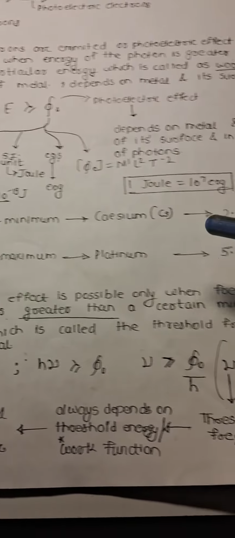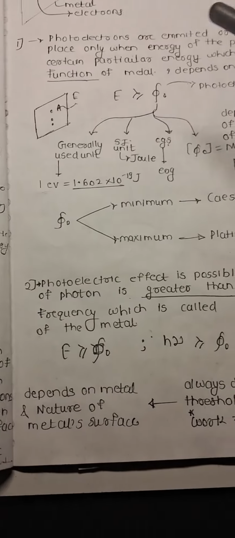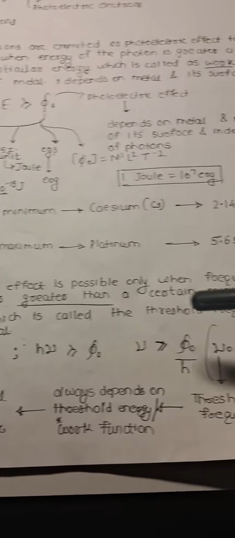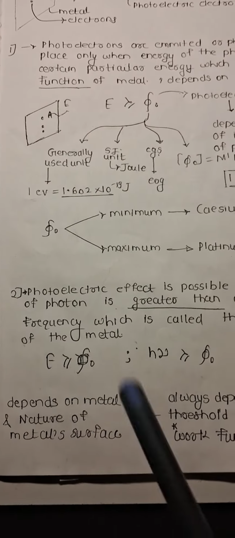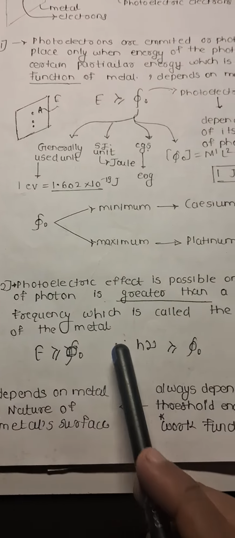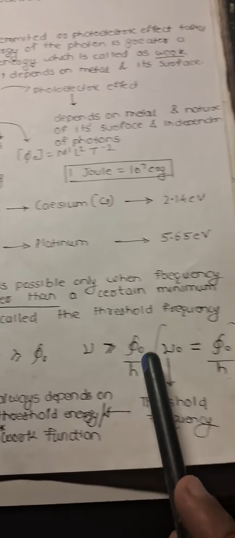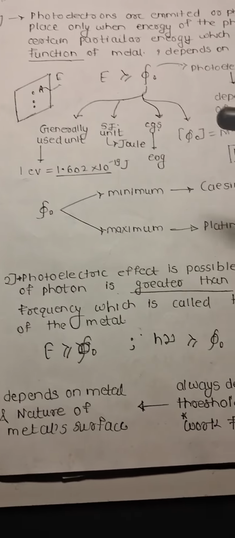It's minimum for cesium, 2.14 electron volt, maximum for platinum with 5.65 electron volt. Next, the observation that we made was that photoelectric effect is possible when the frequency is greater than a certain threshold frequency. So E should be greater than φ0, that gives hν greater than φ0, that gives ν greater than φ0 by h. So here ν0 is called the threshold frequency of that particular metal.